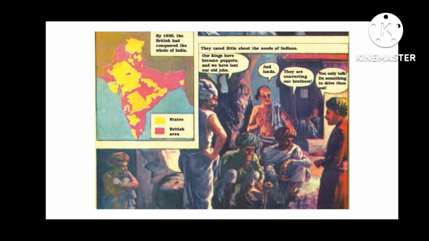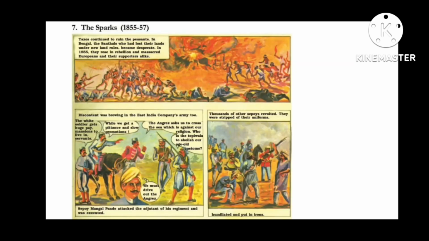By 1856, the British had conquered the whole of India. So by that time, the British had won over almost the whole of India. They cared little about the needs of Indians. "Our kings have become puppets and we have lost our jobs and lands. They are converting our brothers. You only talk, do something to drive them out." So there was increasing dissatisfaction among Indians. They could understand that their kings were just puppets to the British, and they were also losing their jobs. Some of them were so dissatisfied they wanted to do something rather than just talking.